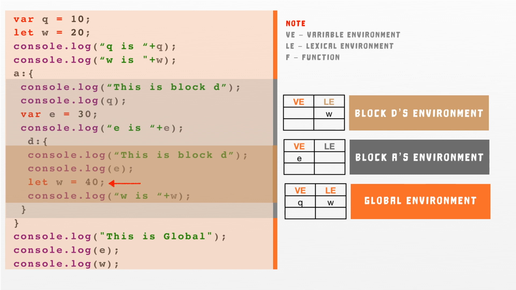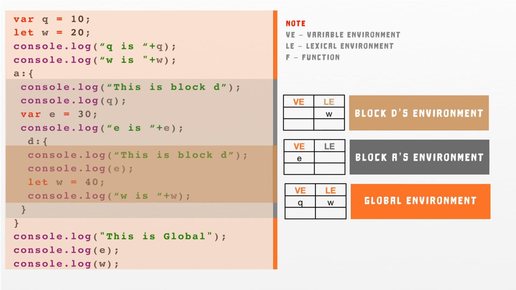And as we have seen, every block is going to have a new lexical environment. So the lexical environment of block D is a new lexical environment. And whenever we access the value of W inside block D, it is going to print the value to be 40. And that's why in this statement, it printed the value of W to be 40.